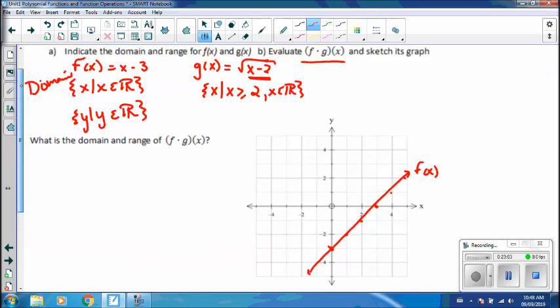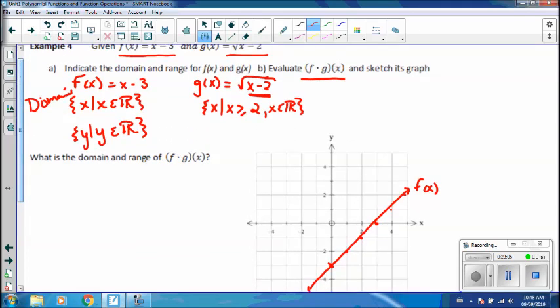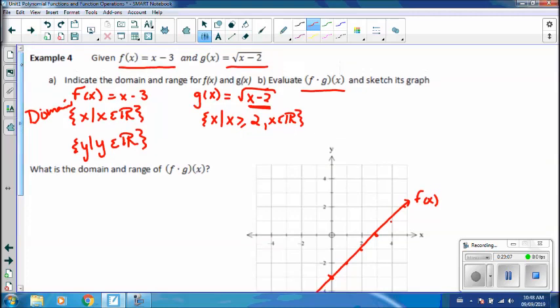And g of x is the square root of x minus 2. So let me put that in my calculator, because we're not that familiar with those, and see what that looks like. And you end up with a graph that looks something like this. And that's g of x. And I've just drawn it there in blue.